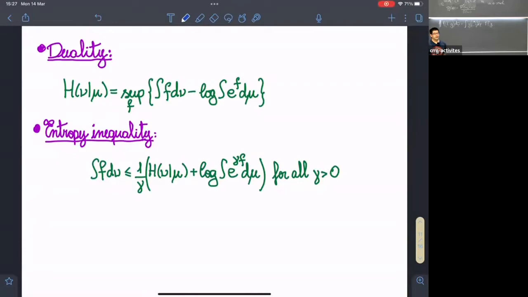Okay? And so that tells you that the integral of f dμ is less than or equal to the entropy plus the log of the integral of e to the f. So that gives rise to the entropy inequality, which is what I wrote down there. To get to that inequality, what you actually do here is that you put a gamma here, no? And if you put a gamma here, you get a gamma here. And that's it, no?